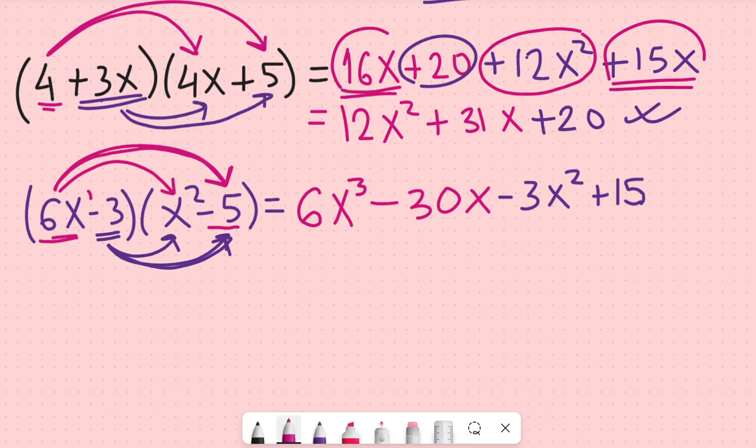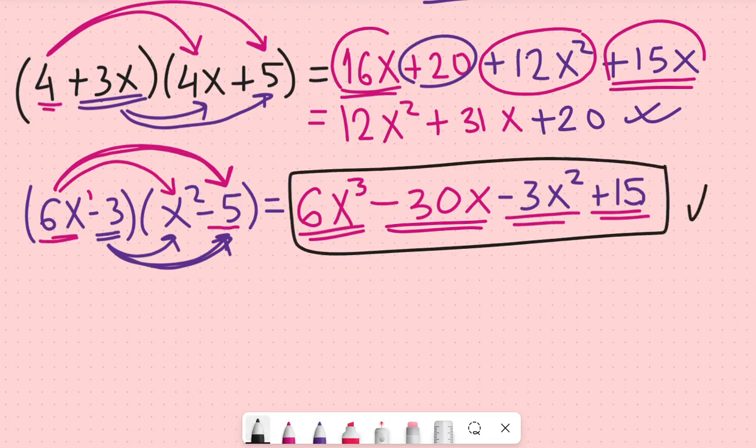All right. The only thing we need to do now is, do they have something in common? 6x cubed, there is no other x cubed, so it stays the same. Minus 3x squared, there is no other x squared, so it stays the same. Minus 30x, there is no other x, so it stays the same. And 15, there is no other number, so 15 stays the same as well. So our answer is in simplest form already. Excellent job. Let us try different types of questions here.